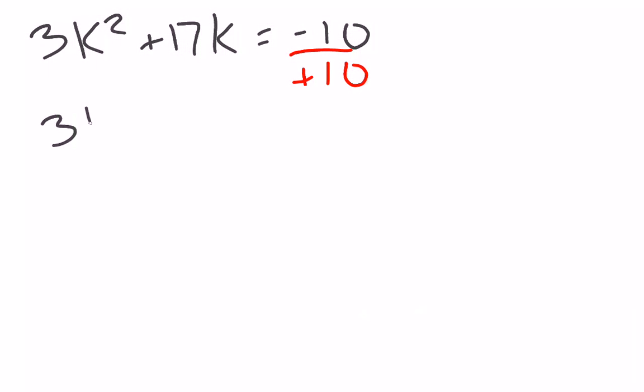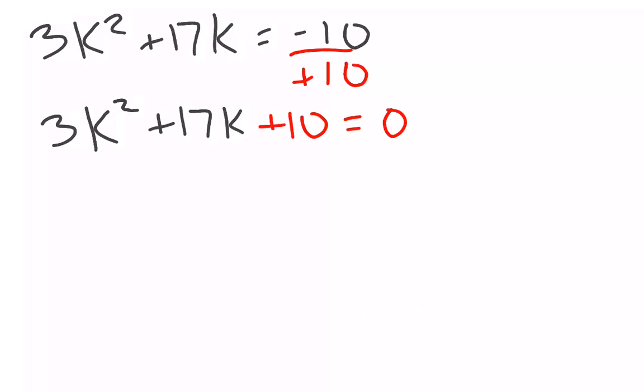3k squared plus 17k equals negative 10. Is it set equal to 0? No, there's this negative 10 over here. How do I get rid of a negative 10? I need to add 10 to both sides, which would give me 3k squared plus 17k plus 10 equals 0. All I did was add 10 to both sides. Once again, I put that at the end because that's where it goes in standard form.